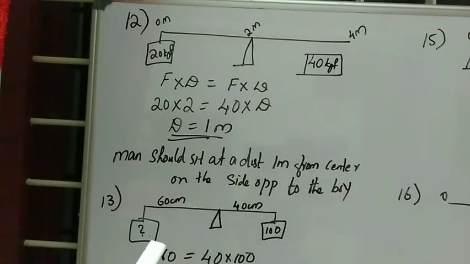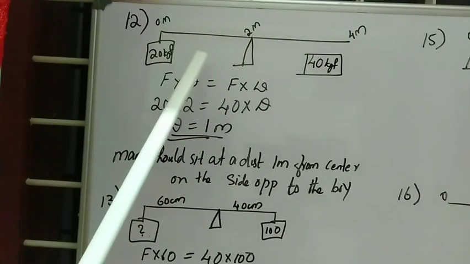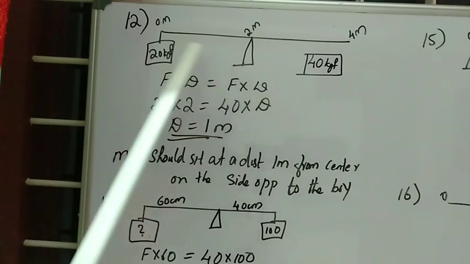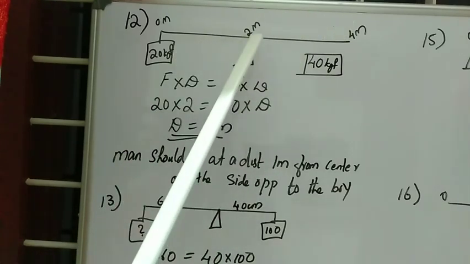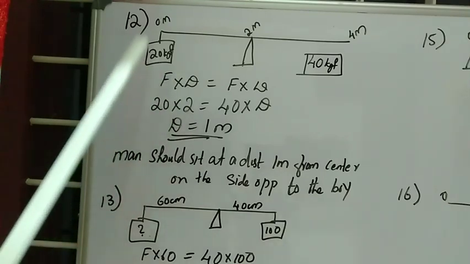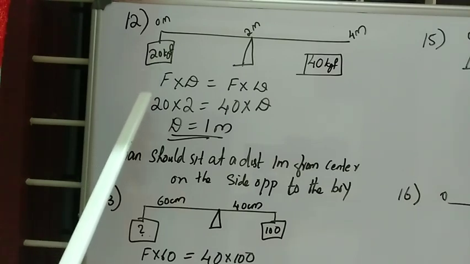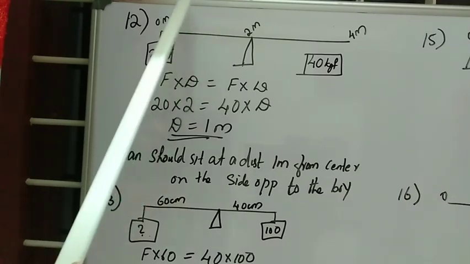Next, question number 12. When a boy weighing 20 kg sits at one end of a 4 meter long seesaw, it gets depressed at this end. How can it be brought to horizontal position by a man weighing 40 kg? So this is a long seesaw. The length of the seesaw is given as 4 meter, so obviously the seesaw will be pivoted at the center, at 2 meter. The boy is sitting at one end. The weight of the boy is 20 kg. So automatically this side will get depressed.